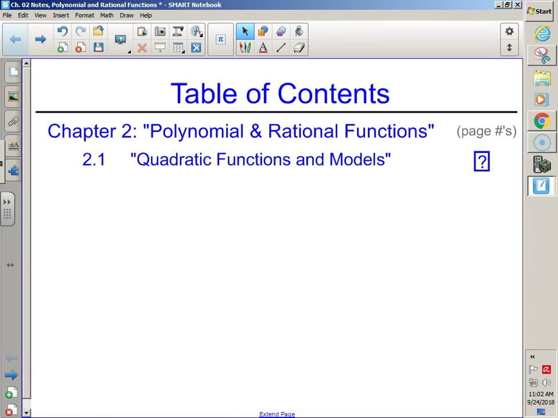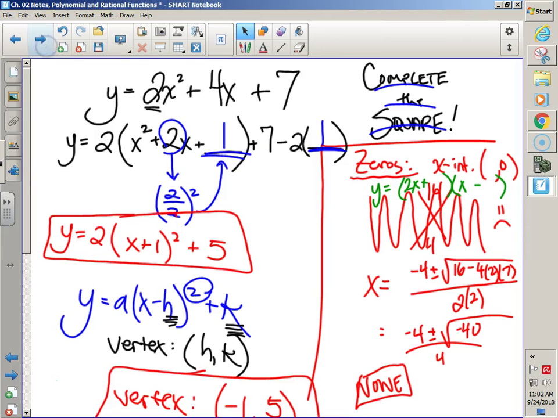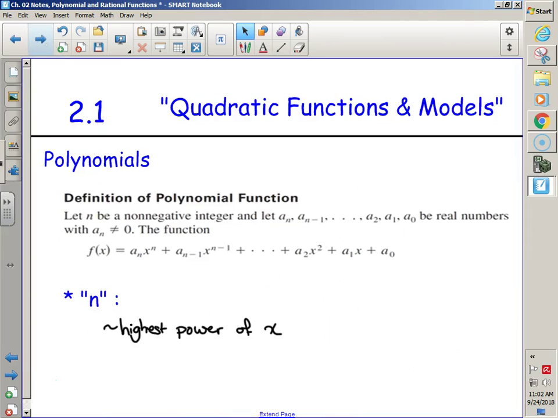Chapter 2, polynomials. We're just starting with quadratics. We've talked about lines a lot. We've talked about quadratics. When did we talk about quadratics? Section 1.6. Go look really quickly. Even in the table of contents. What was section 1.6?